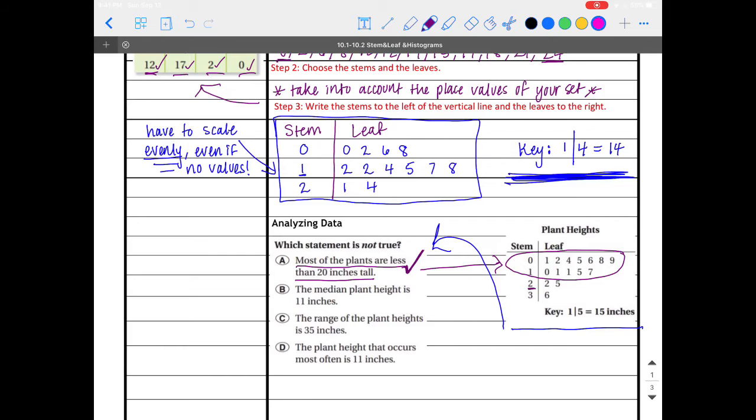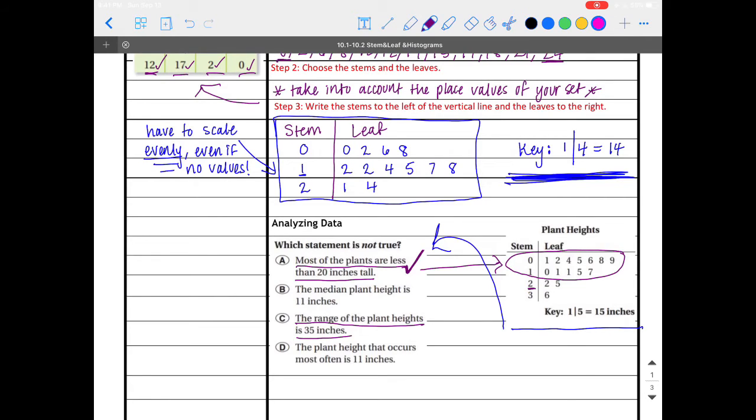Okay? The next one says the median plant height is 11 inches. All right. The median plant height is 11 inches. Since the median is going to cause us to do a little bit more work, I'm going to skip that one for now and move on to the next, and see if I can determine if it's true or not true.